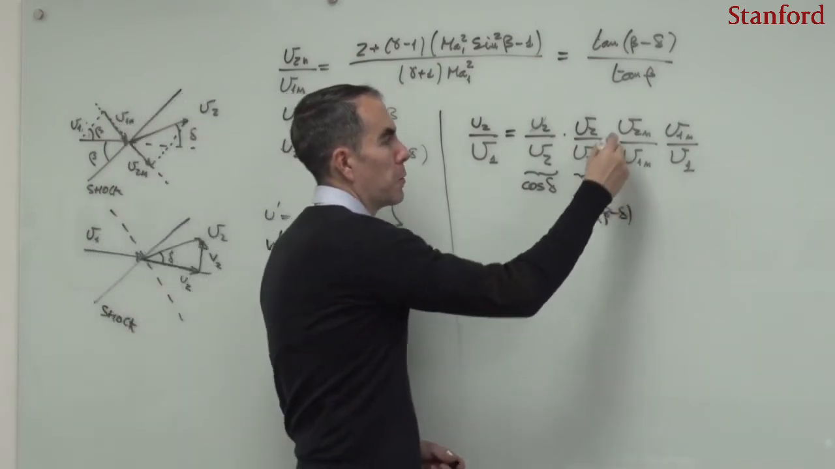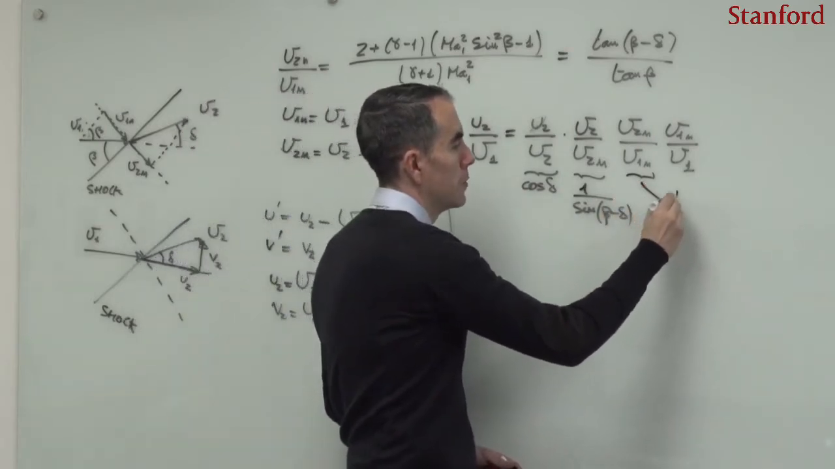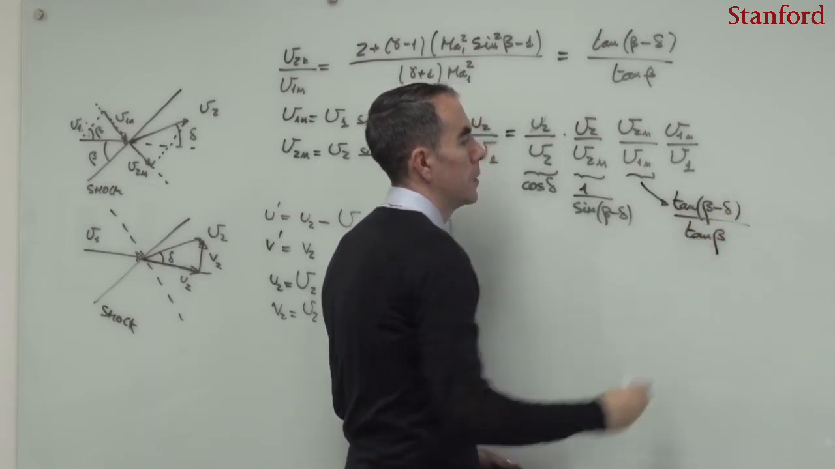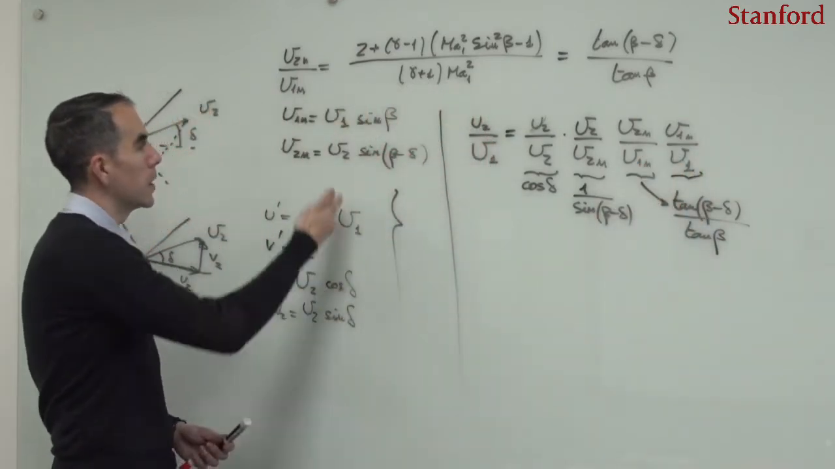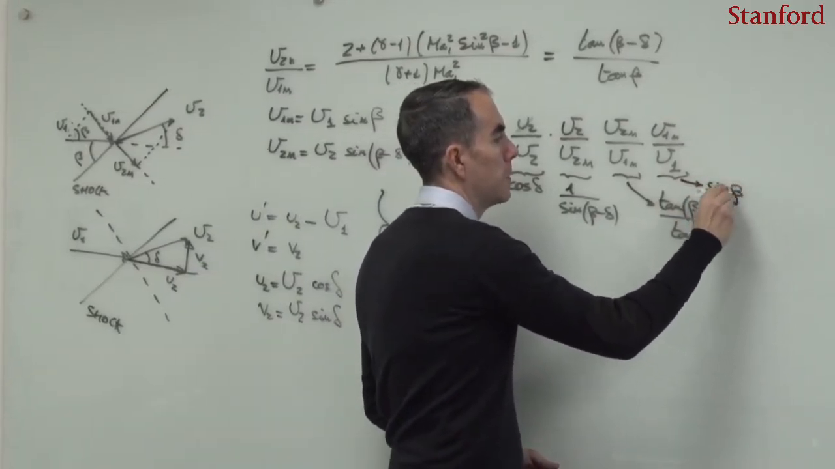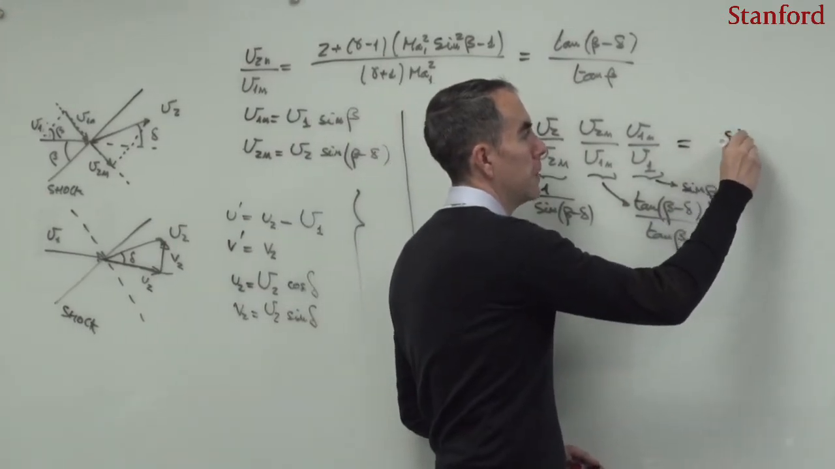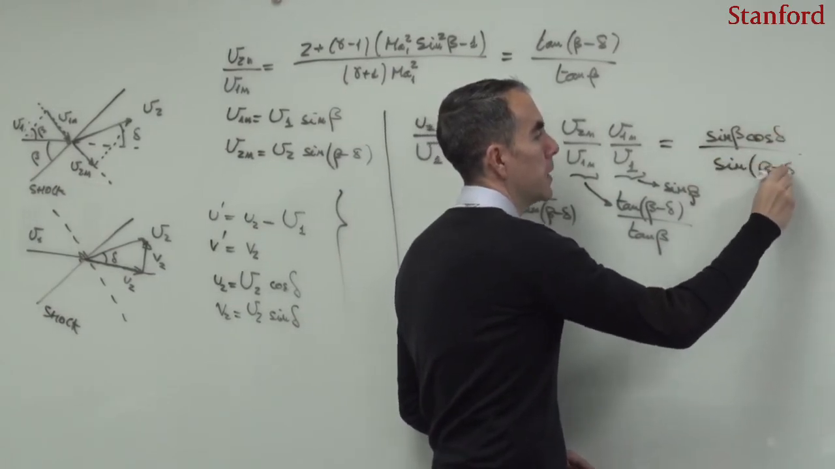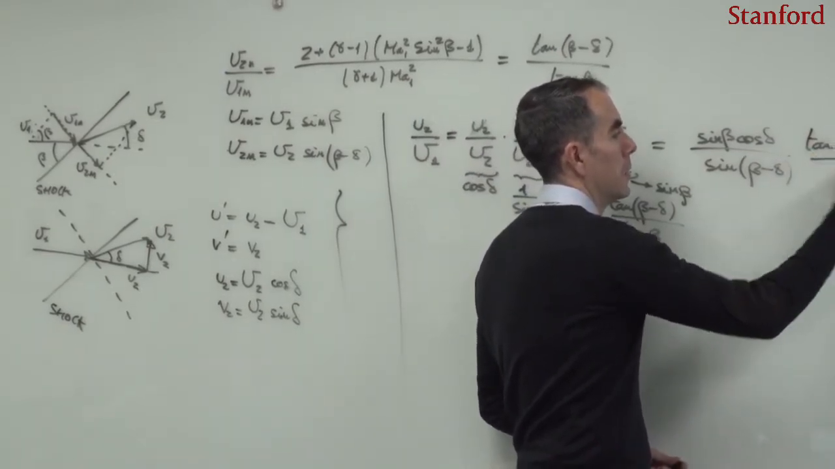This normal velocity ratio here is given by the expression that you have on top, so this will be the tangent of beta minus delta divided by the tangent of beta. And this other velocity ratio can be obtained from here, so this will be just equal to the sine of beta. So in summary, this expression is equal to the sine of beta multiplied by the cosine of delta divided by the sine of beta minus delta, multiplied by the tangent of beta minus delta and divided by the tangent of beta.